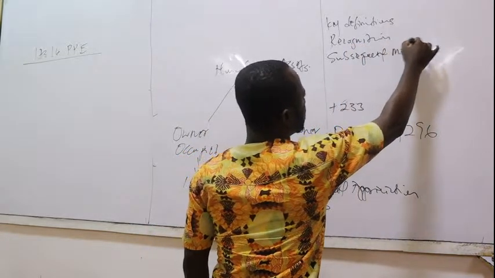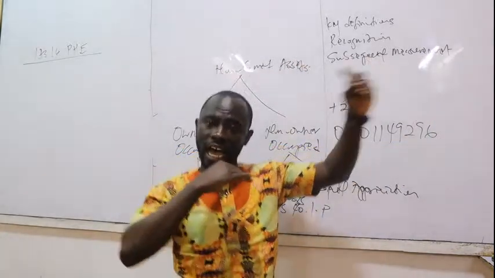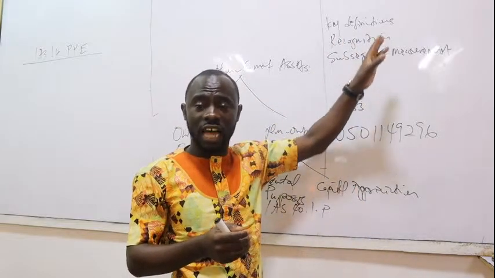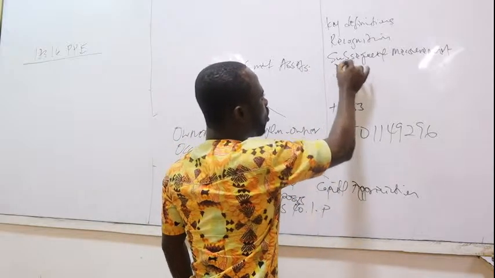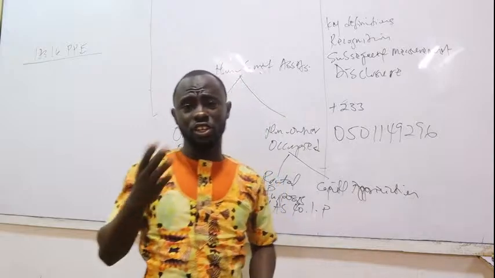Or what is called measurement basis. So after the initial recognition, there has to be what? Subsequent measurement. And you have to be able to understand how these things are done. But here we are, we have not finished. There is also what is called disclosure requirement. So this is the thing you need to understand.